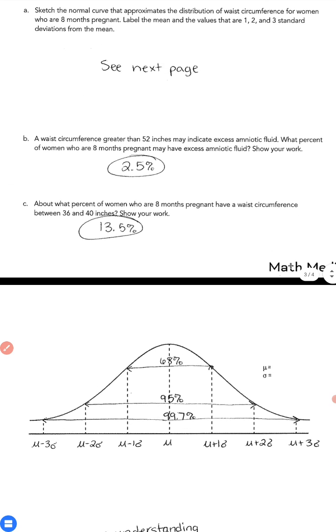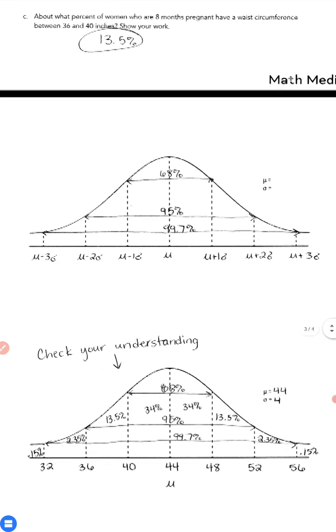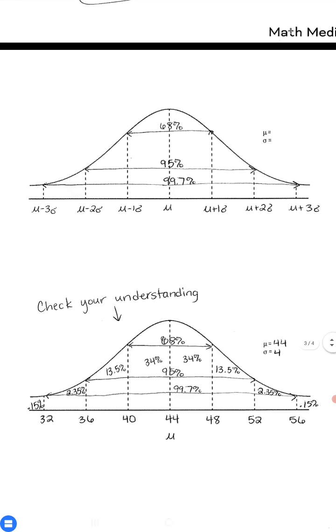Okay, so it says a waist circumference greater than 52 inches may indicate excess amniotic fluid. What percent of women who are 8 months pregnant may have excess amniotic fluid? So I'm going to go find 52 on my bell curve. Okay, 52 is right here. And what I've done is I filled in some percentages. So if I knew that this was 68, that gave me 34% here and 34% here.